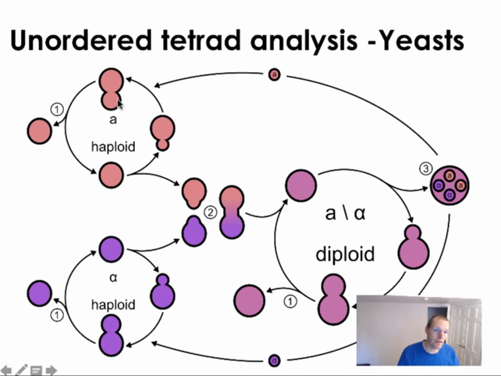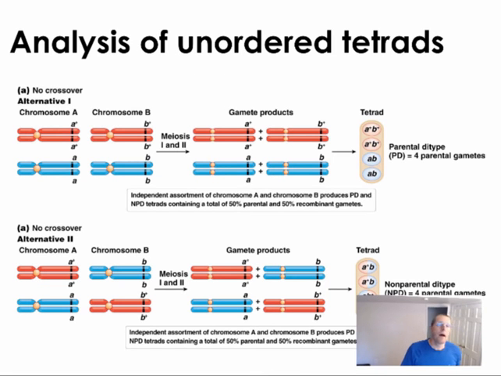You mix an alpha and an A culture together, and you get the diploids. And the diploids, you can induce them to undergo meiosis. You stress them, you starve them, that kind of thing. They go through meiosis, and they produce an unordered ascus or an unordered tetrad. And then you can look at what these spores are, whether they're A or alpha. So that's the background to this, really.